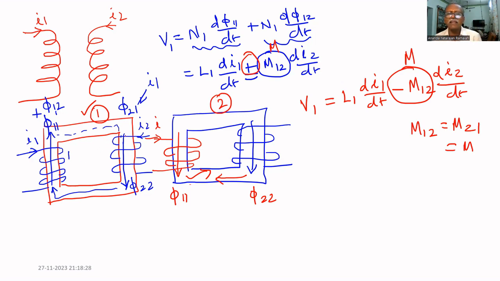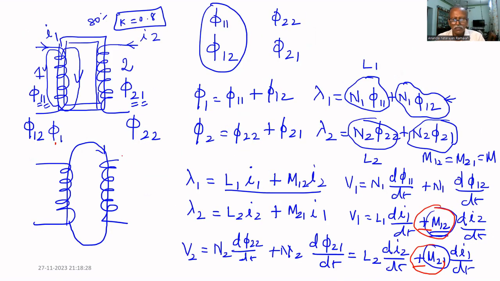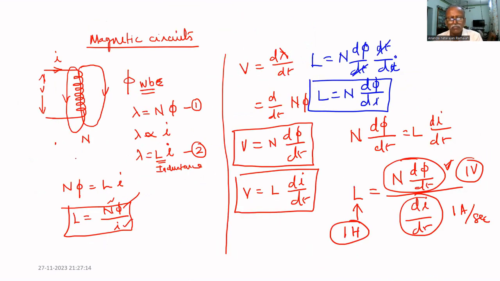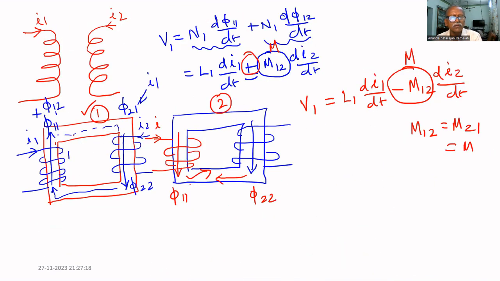How to diagrammatically represent this? Here it is aiding each other. That's why we can put a dot here and here. In this case, I1 is entering through the dot, and I2 is entering through the dot. That's why aiding.